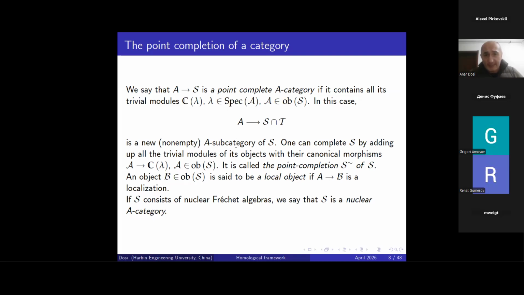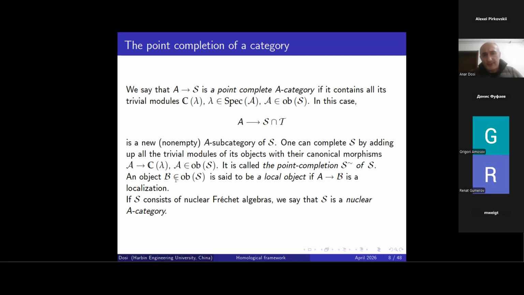In this case, I can restrict to just trivial modules. It's another A subcategory of S. Formally, we can always complete S by adding just trivial modules with their canonical morphisms. We can just always add them here if we have them, and in this way we can generate some completion. That's called point completion. That's the notation for this one.